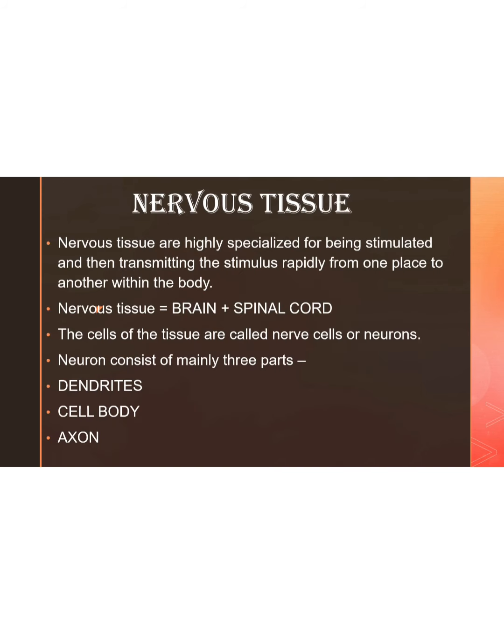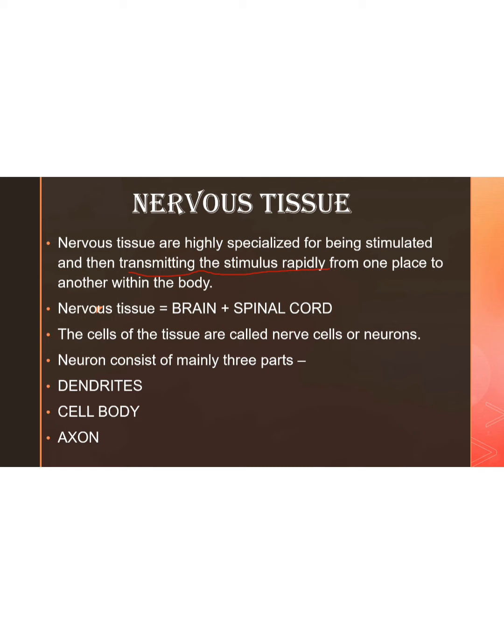Next, we'll start with our nervous tissue. In this nervous tissue, we'll see these tissues are highly specialized for being stimulated and transmitting the stimulus rapidly from one place to the other. What is the meaning of being stimulated? It means that the stimulus is coming from the outside environment. It can be in the form of sound, touch or any taste. Okay, so these stimuli are received by the nervous tissue, which are your neurons, and then transmitted to the brain.